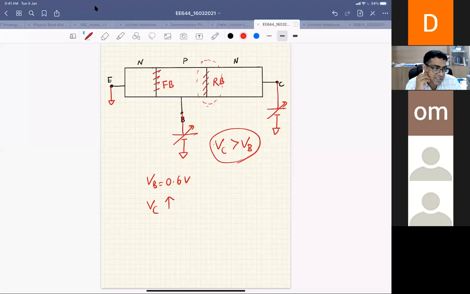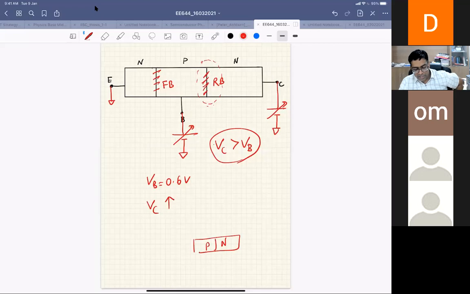in PN junctions. If the PN junction is reverse biased and you increase the reverse bias voltage across the junction, at some point there will be avalanche multiplication and the junction will break. Similarly, this collector-base junction is reverse biased, and if I fix my base-emitter voltage at, let's say, 0.6 or 0.7 volt, then you go on increasing the collector voltage.